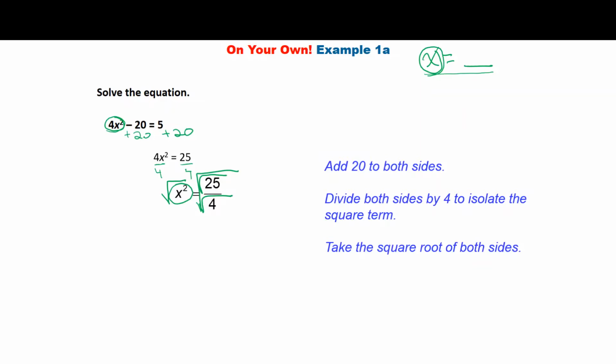So once we square root our x squared, we end up with x, and here we're going to end up with the square root of 25 is 5, and the square root of 4 is 2. But don't forget, we're going to have plus or minus. So let's look at that. x equals plus or minus square root of 25 over plus or minus square root of 4. And when we simplify it, we end up with x equals plus or minus 5 over 2.